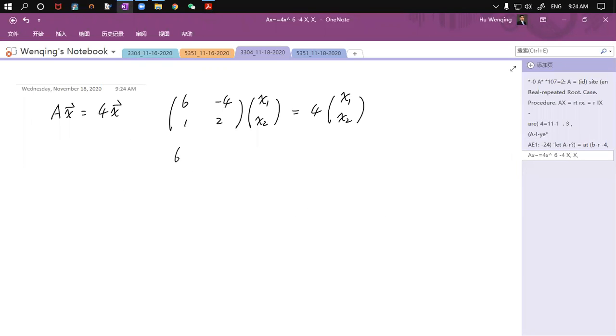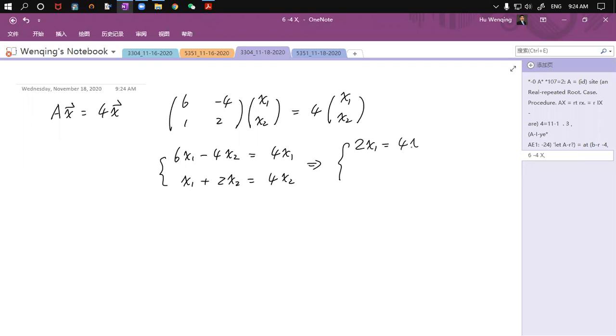So that's going to give you 6 times x1 minus 4 times x2 is equal to 4 times x1, as well as the equation x1 plus 2 times x2 is equal to 4 times x2. Now the solution is going to be 2 times x1 is equal to 4 times x2 from the first equation, and x1 is equal to 2 times x2 from the second equation. They are actually equivalent equations, which is not a surprise, and is a good sign. So you find your x: x2 is 1, x1 is 2.